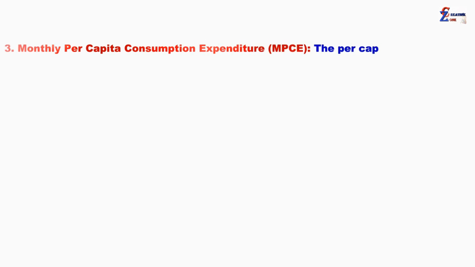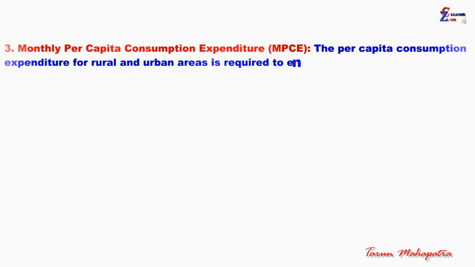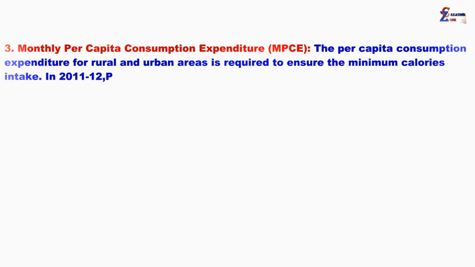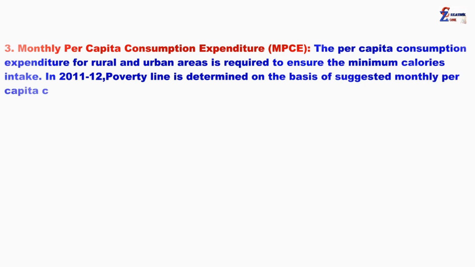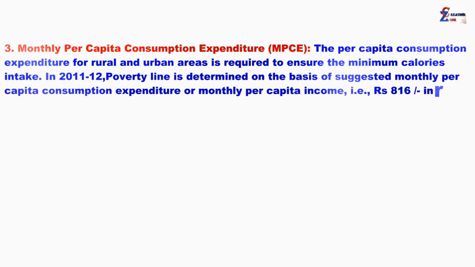Monthly per capita consumption expenditure, in short, we can say MPCE. The per capita consumption expenditure for rural and urban areas is required to ensure the minimum calorie intake in 2011-12. The poverty line is determined on the basis of suggested monthly per capita consumption expenditure or monthly per capita income, that is rupees 816 in rural areas and rupees 1000 in urban areas.